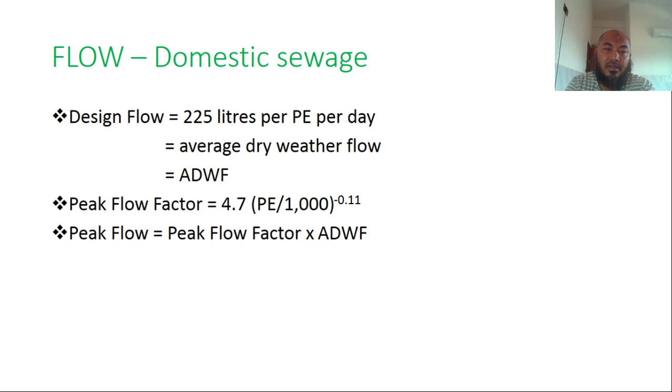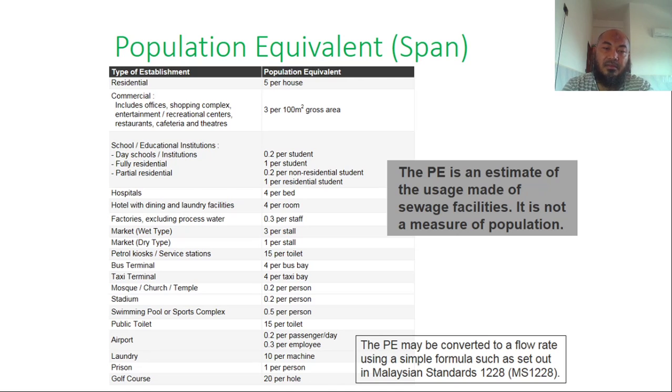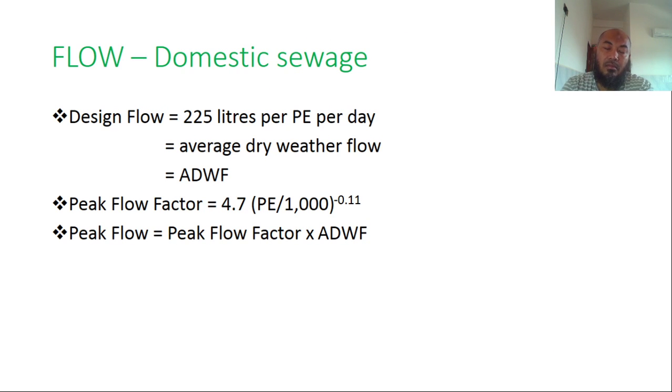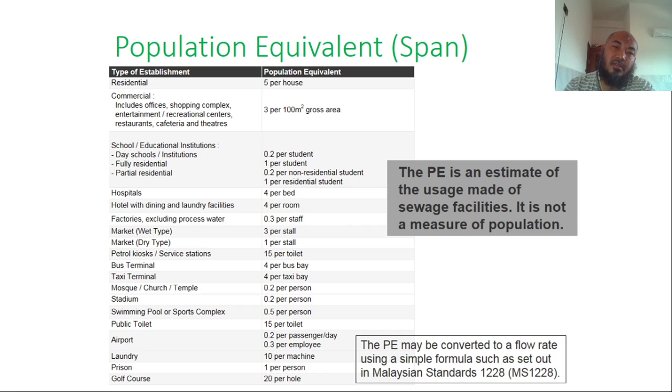So the peak flow factor is this equation. The peak flow is equal to peak flow factor multiplied with ADWF. Usually it's the 225 liter per PE per day, but this one depends. Sorry, this one is 225 liter per day per PE, and then after that PE will depend on the type of establishment like this.